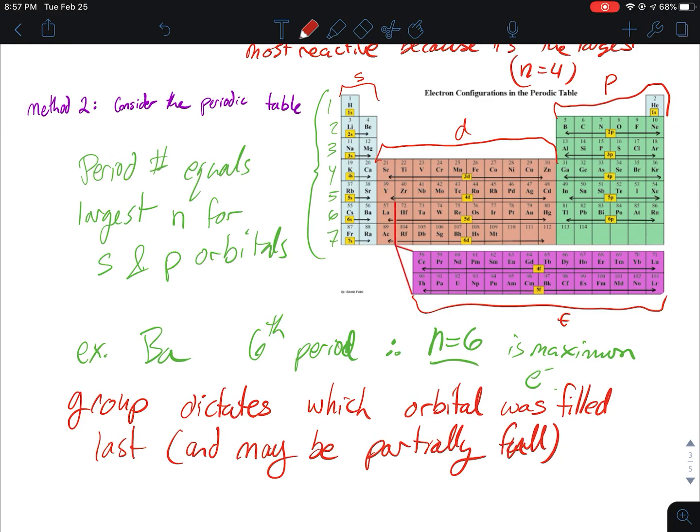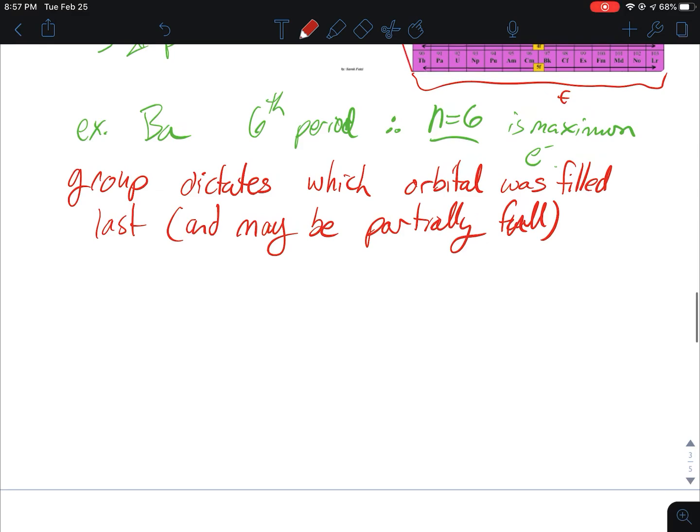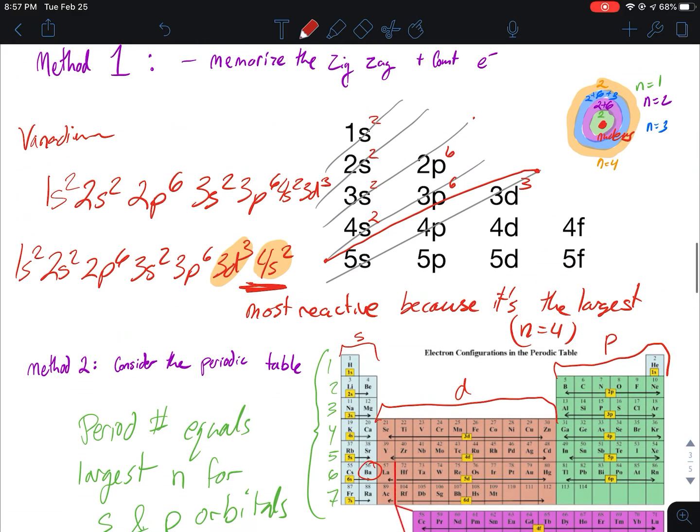And so in this case, barium is in the s group. So barium's right here. So we would be talking about a 6s orbital. This is the largest orbital, the last orbital to be filled. So from my previous example, I would be looking at putting in a 6s down here, and I would know this is where I'm going to stop. And then that means I just have to fill in anything that's less than a 6s.